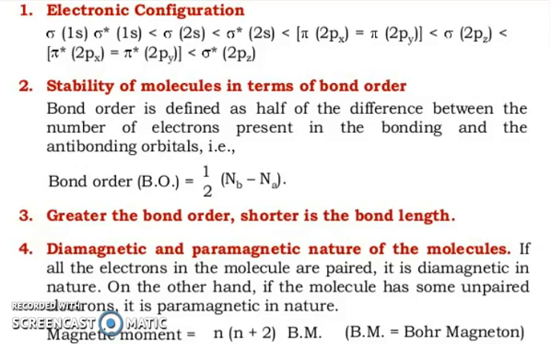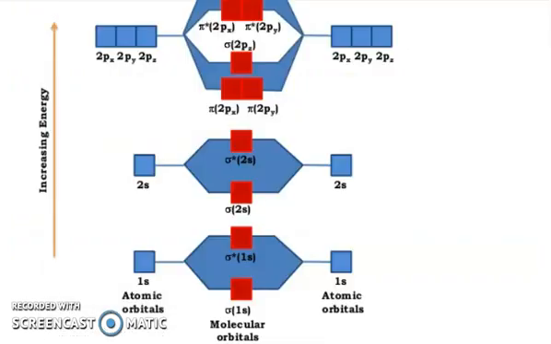The fourth important characteristic property of molecular orbital is the diamagnetic and paramagnetic nature of molecules. If all the electrons in the molecule are paired, it is diamagnetic in nature. On the other hand, if the molecule has some unpaired electrons, it is paramagnetic in nature. So magnetic moment is equal to the square root of n(n plus 2) Bohr magnetons, BM: B for Bohr and M for magneton.